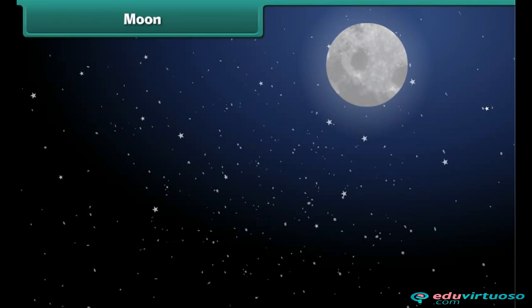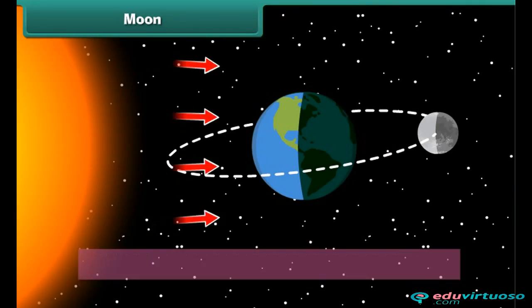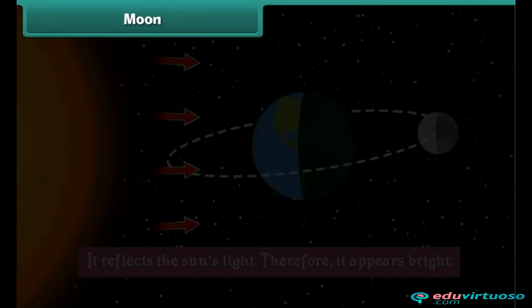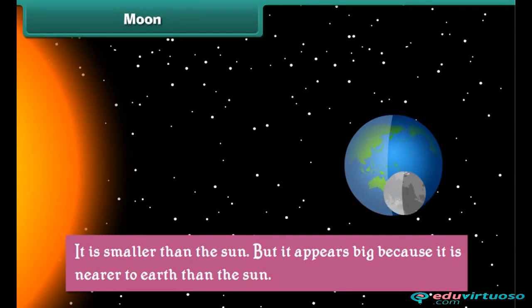The moon does not have light of its own. It reflects the sun's light, therefore it appears bright. It is smaller than the sun, but it appears big because it is nearer to earth than the sun.